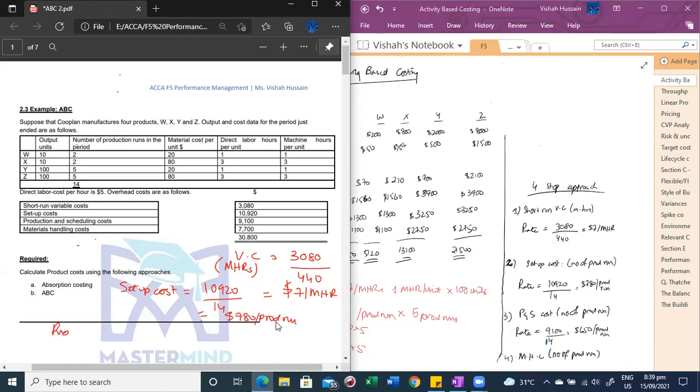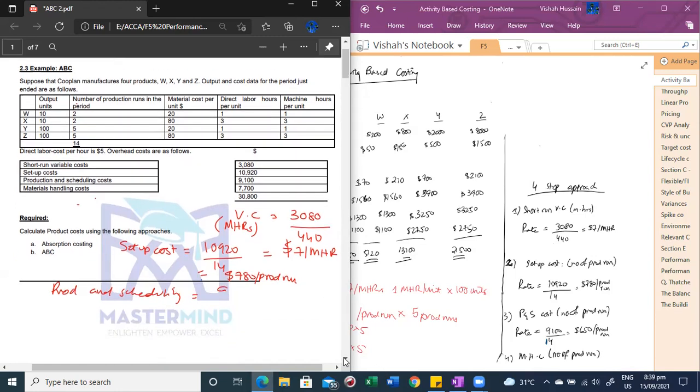Similarly, production and scheduling cost. You're going to bring the raw materials from the warehouse as per the requirement when it is needed to be used in the production run. You're going to say that, okay, I am planning to produce this much amount of units. So only those amount of raw materials are going to be brought in for production, right? So that is also related to production run. So for that 9100 divided by 14, sorry, not 780, 14, my bad. This becomes 650 per production run.